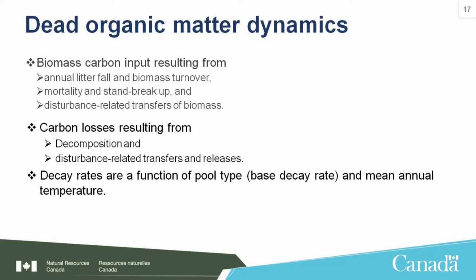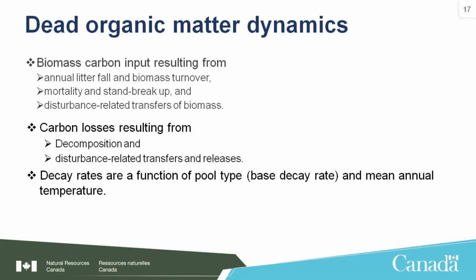Decay rates are a function of the pool type, so a base decay rate is defined for each pool, and this is done at a base decay temperature of 10 degrees centigrade mean annual temperature, and then the mean annual temperature is spatially modified so that a location in northern Canada, for example, might have a potential mean annual temperature of 1 degree, while a location in coastal British Columbia might have a mean annual temperature of 9 degrees, so the decay rates for each are modified using a Q10 relationship.